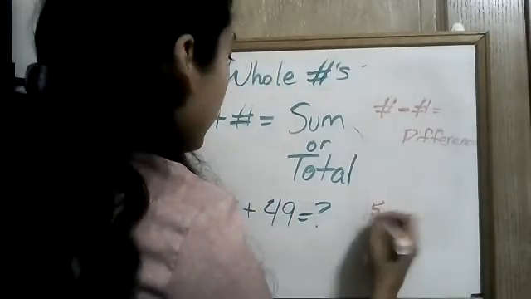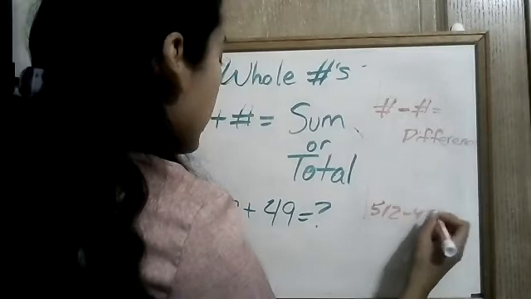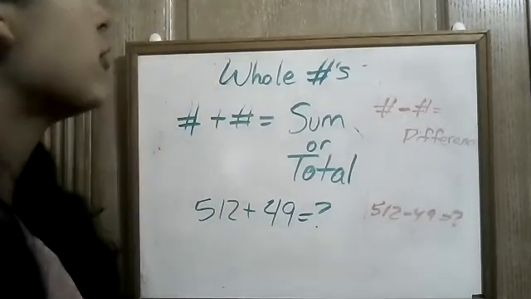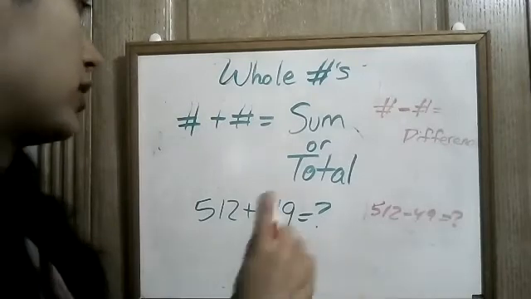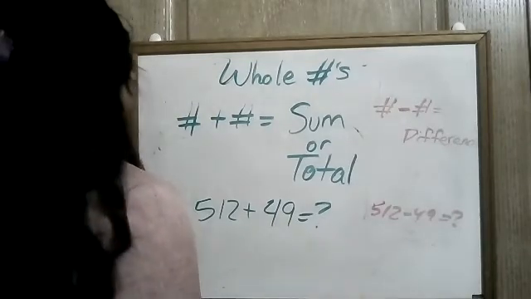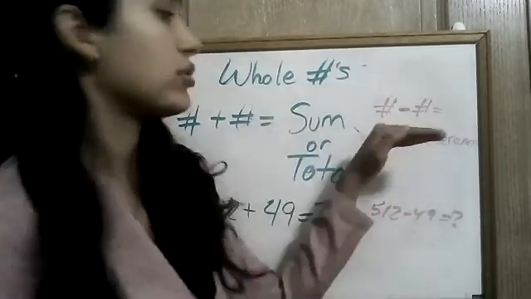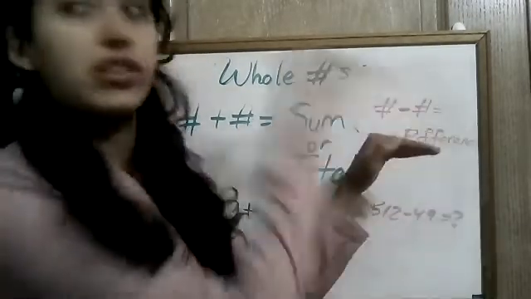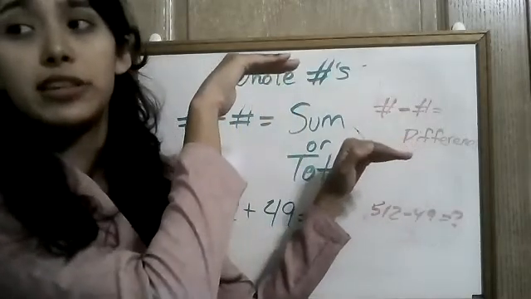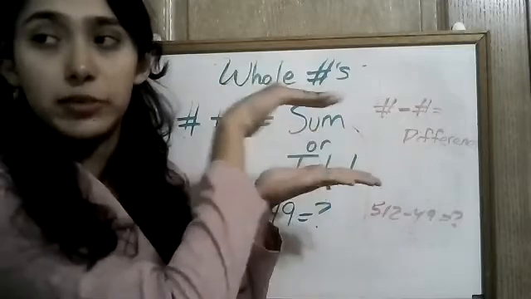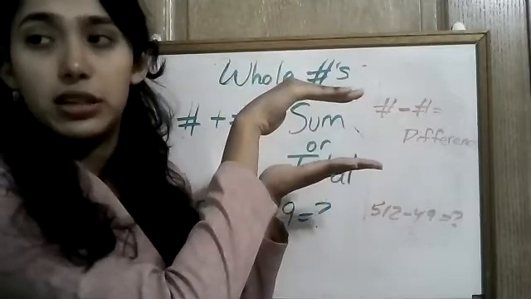So I will have 512 minus 49. What is the difference between 512 and 49? A very practical example: let's say your brother's this tall and you're this tall. What is the difference? The difference is just this little space right here between my two hands.